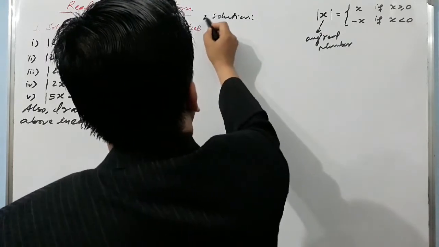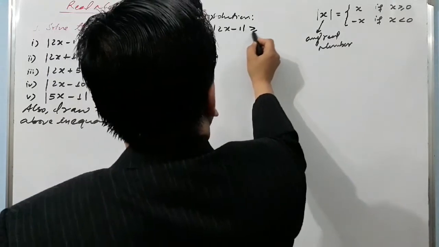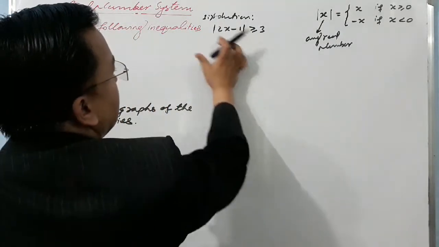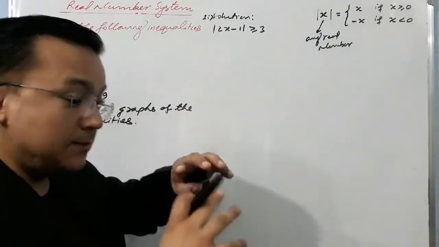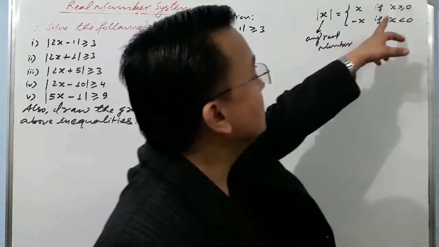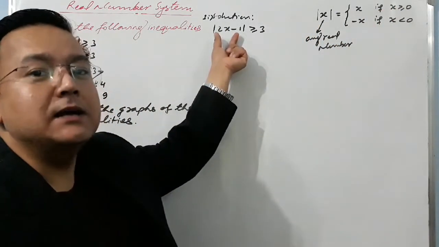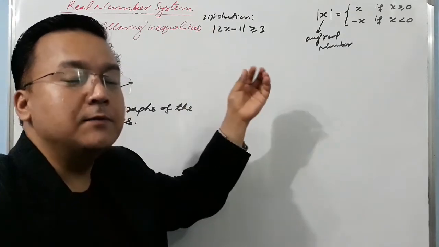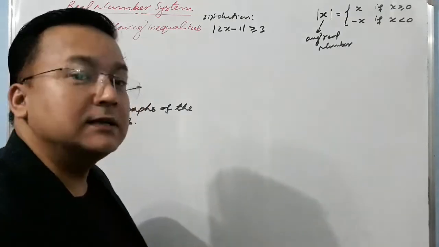Solution. I'm taking the first one. Here, mod of 2x minus 1 is greater than or equal to 3. Listen to me, everybody. Here I can't open mod of x without using a condition. If I have to remove the mod sign, then we need to see the condition. Instead of x in this question we have 2x minus 1, so we have to give conditions for this. One time 2x minus 1 greater than 0, and second time 2x minus 1 less than 0.